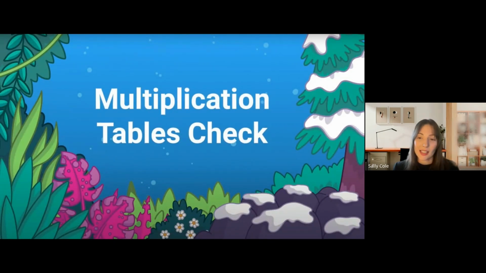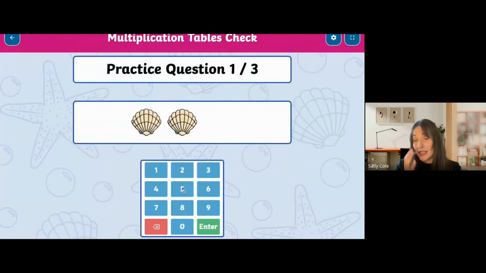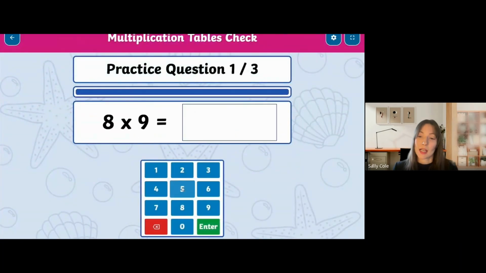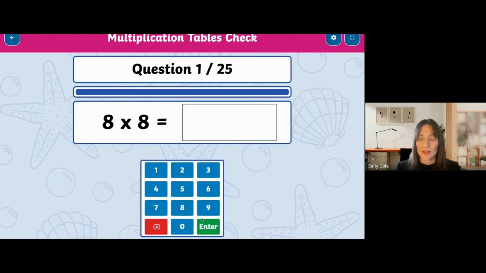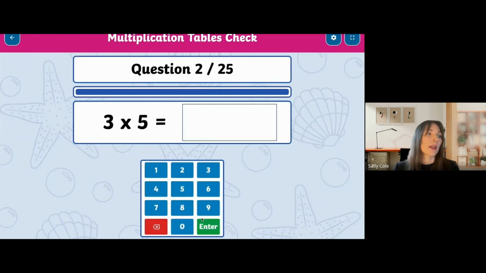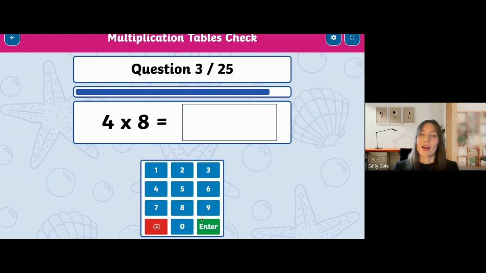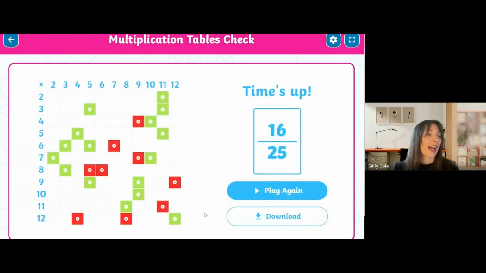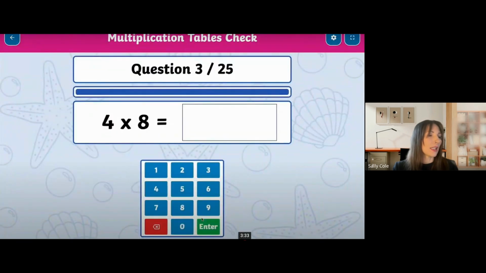So the second area, which is probably more important to what we're talking about today, is the multiplication tables check area. So this is, if you put it in the statutory settings, and you can add custom settings, exactly the same as the multiplication tables check that you will be administering in year 4. So it has that same weighting, 6 seconds per question, and a gap between the questions.